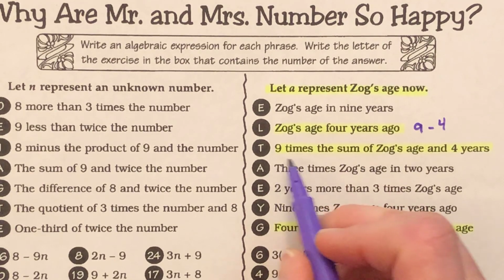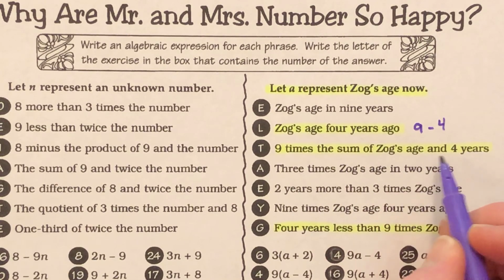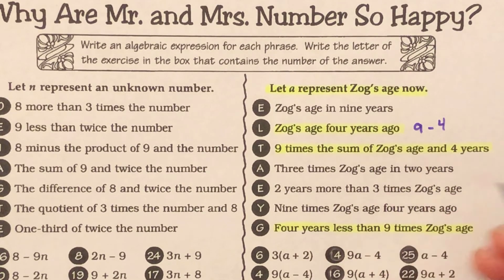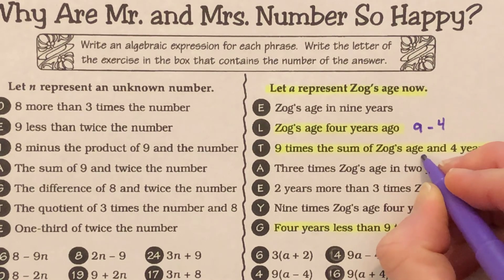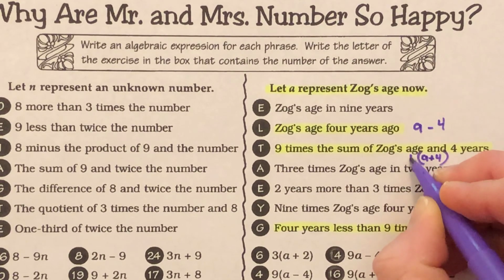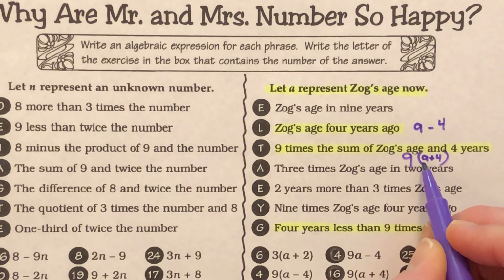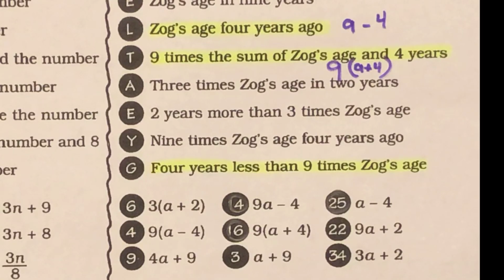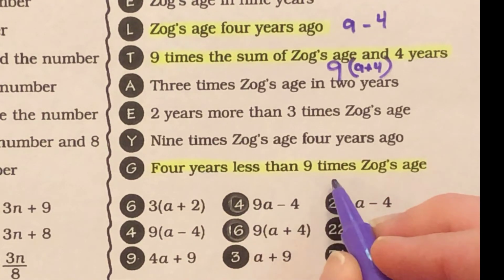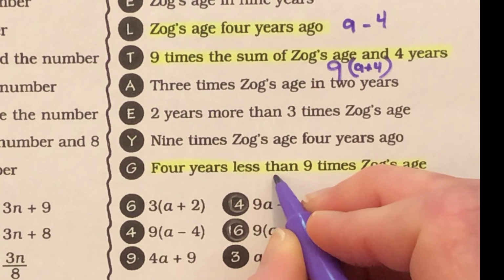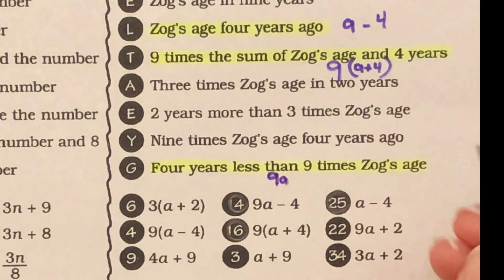T, 9 times the sum of Zog's age and 4 years. So we're going to add his age and 4. So that would be A plus 4, 9 times that. 9 times the sum of his age and 4. Down to G, 4 years less than 9 times Zog's age. So 9 times his age, less 4 years.